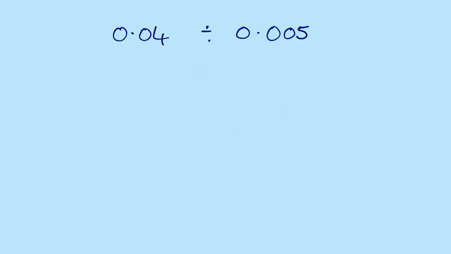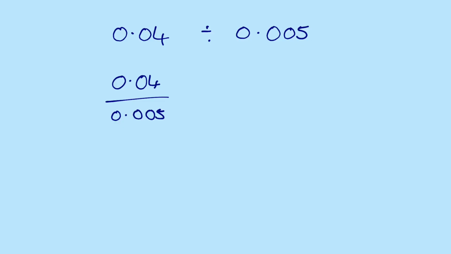Right, so the first thing we do is we write 0.04 divided by 0.005 as a fraction. Because don't forget, this line means divide, so it's the same as the question. We now want to make sure there's no decimal in this fraction, so we will times the top and the bottom by an appropriate multiple of 10 to get rid of the decimals.